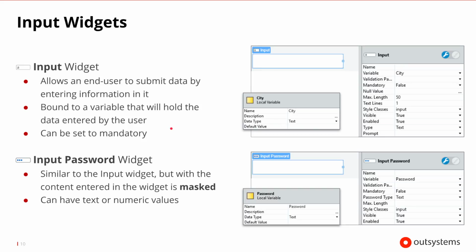Now, besides the input widgets, we also have a special input password widget so that when people type something in, any content entered into the widget is masked. So that will hide the information that's being typed in. And for the input password, we can have text or numeric fields because it is a password type. So the input password automatically has its type. It's going to accept text, but it is a password type of text.